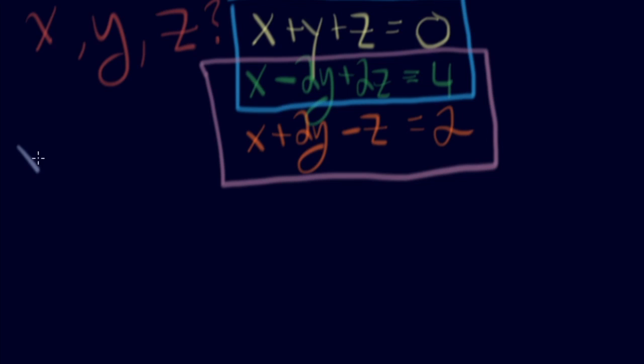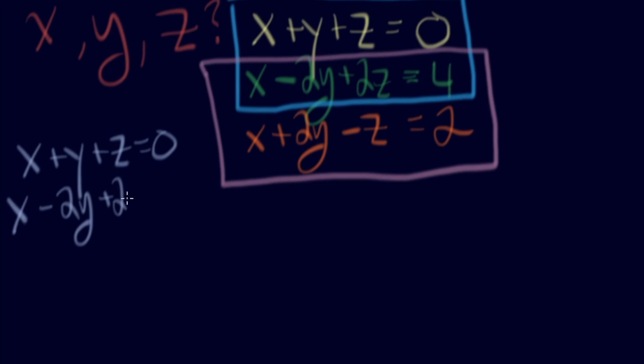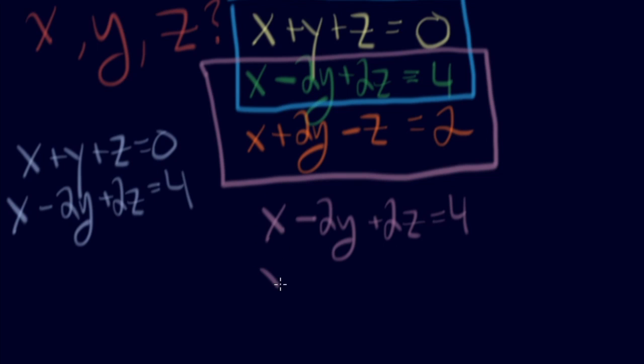So our blue box looked like this. x plus y plus z equals 0, as well as x minus 2y plus 2z equals 4. Okay, that was my blue box. The purple box was x minus 2y plus 2z is equal to 4, and x plus 2y minus z equals 2. So in the blue equations and the purple equations, I want to eliminate the same variable.